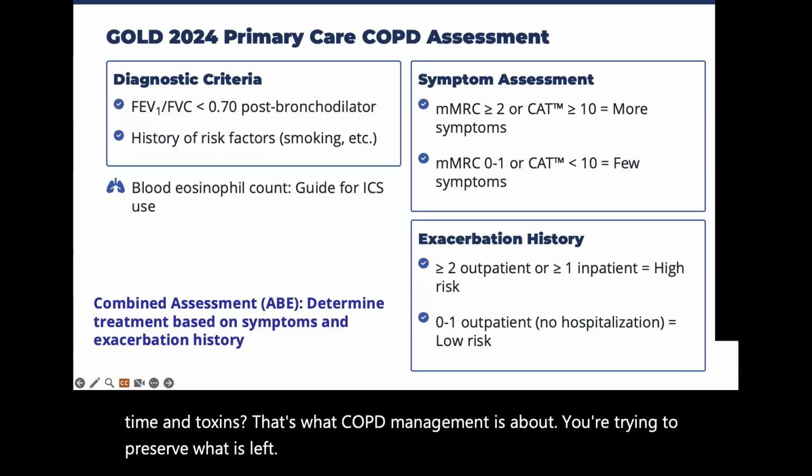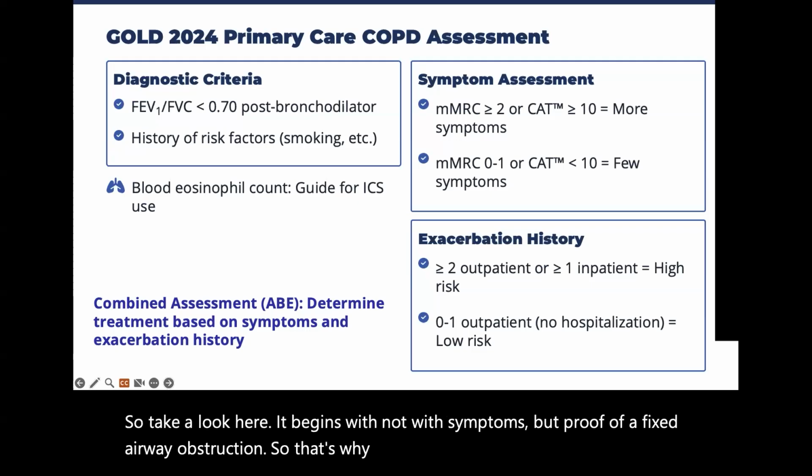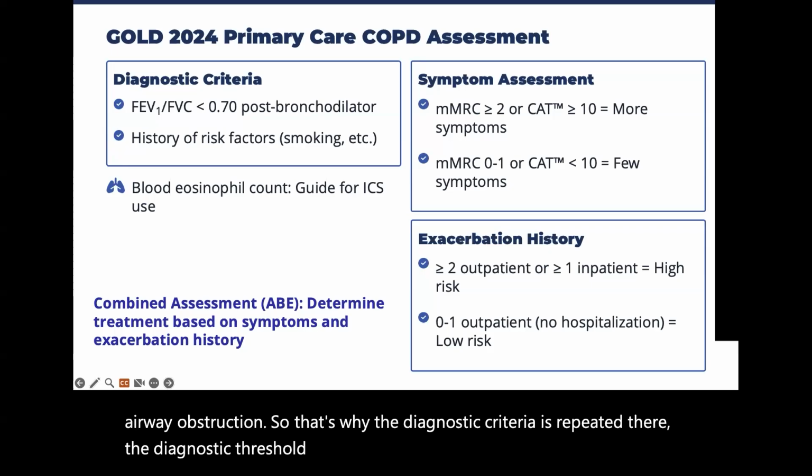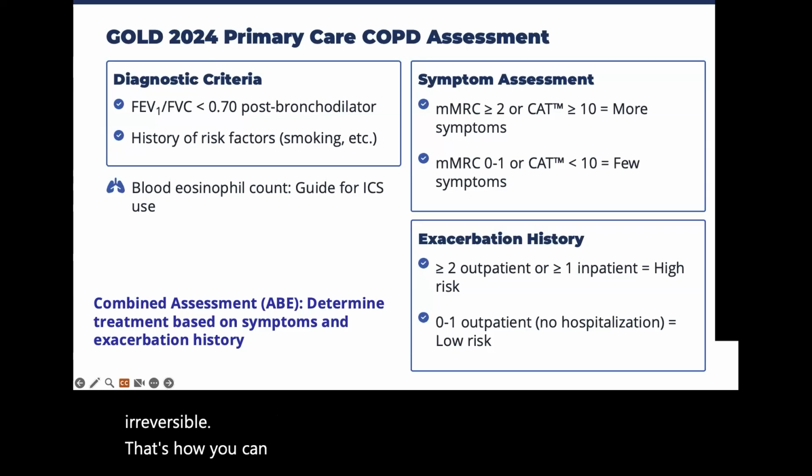So take a look here. It begins not with symptoms, but with proof of a fixed airway obstruction. So that's why the diagnostic criteria is repeated there. The diagnostic threshold remains FEV1/FVC less than 0.7 after bronchodilator use, and that's post-bronchodilator use. This tells you that the obstruction is irreversible. That's how you can tell. And that is helping to differentiate COPD from asthma.